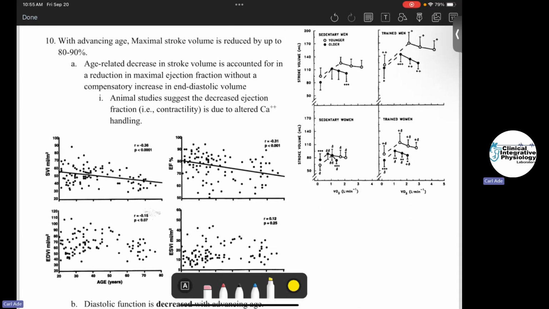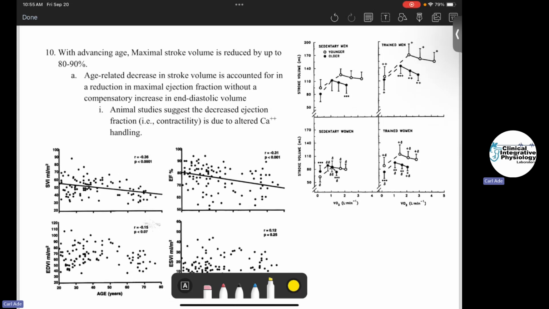With advancing age, what happens to this stroke volume and why does it change? What we see as you age, that maximal stroke volume can be reduced by up to 80 to 90%. And the figure on the right really gets into this a little bit. Again, sedentary and trained young men and women and older men and women. We can see the reduced stroke volume.